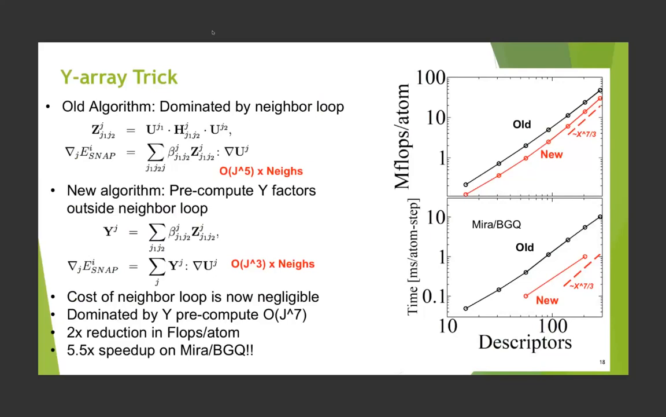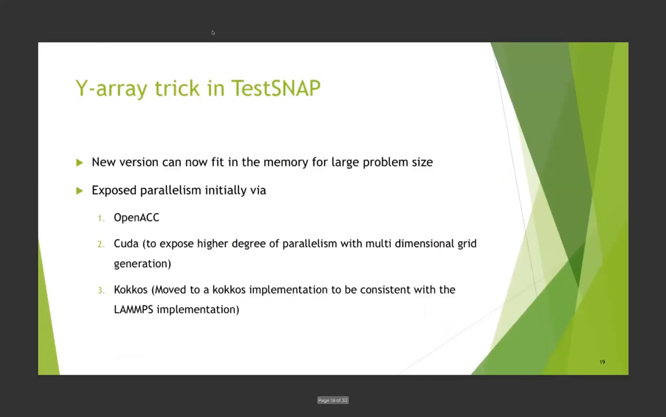Although, interestingly enough, we went back and ran our Mira benchmark, and we were very surprised to see over a 5x speed up on Mira. And some of this may be due to the fact that we've also got a greatly reduced memory footprint, which might have been contributing to some performance loss on Mira, and that went away as well. So with that, I'm going to, let's see.